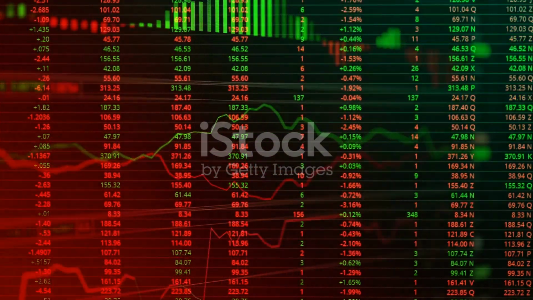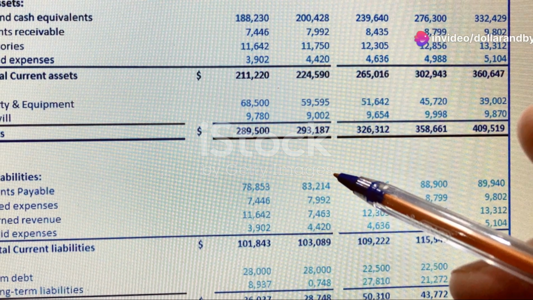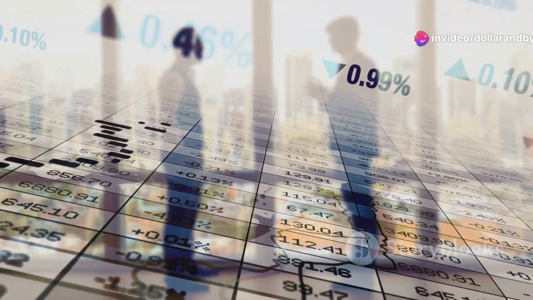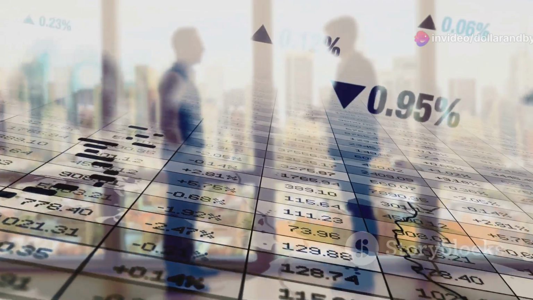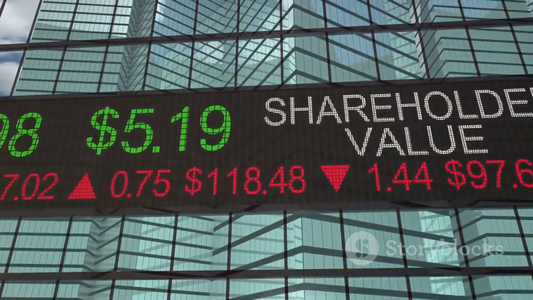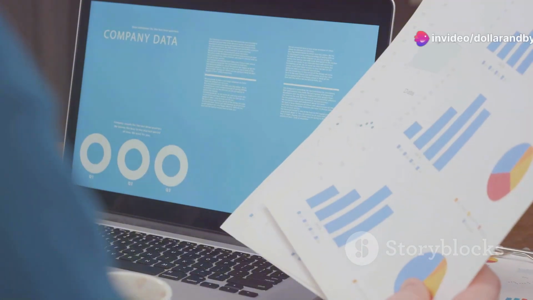The debt-to-equity (DE) ratio is a critical measure of a company's financial leverage. It compares the total liabilities to the shareholders' equity. It indicates how much debt a company is using to finance its assets relative to the value of shareholders' equity. To compute the DE ratio, divide a company's total liabilities by its shareholder equity.